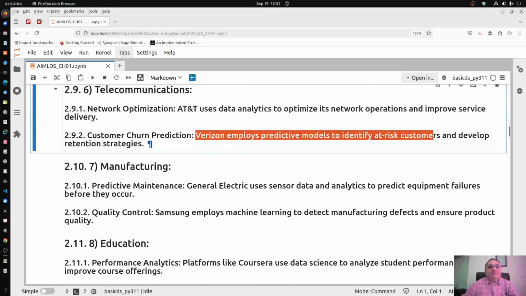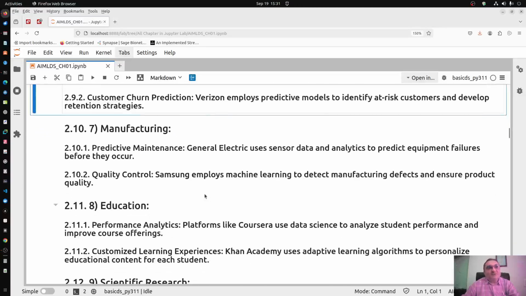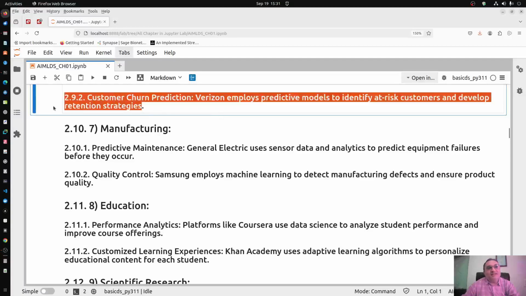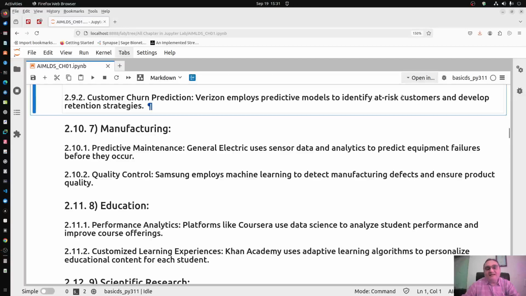Then Verizon employs predictive models to identify at-risk customers and develop retention strategies. Okay, so this is also important. This is called customer churn analytics. That again is very important because acquiring a new customer is always very costly compared to maintaining your existing customers. So based on the customer's behavior, if his engagement keeps on dropping, or maybe he is now logging in fewer times per week, or his purchase values are getting smaller compared to what he was buying per month earlier, it is easy to predict that this customer is likely to churn. Churn means he is perhaps likely to go to your competitor.